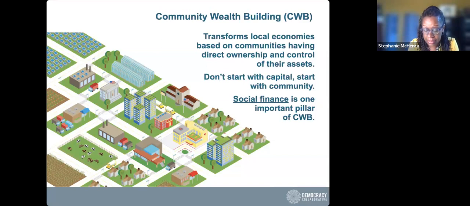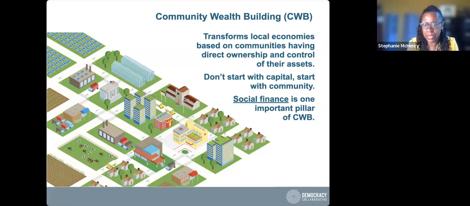How finance operates is very important to the structure being able to work properly. So I think a very important sentence is in the middle of the slide. It says, don't start with capital, start with community. In other words, capital always just wants to maximize itself, right? It just wants to grow and grow and grow. That's by nature, that's what it is. And so that's what leads to a lot of extractive behavior.